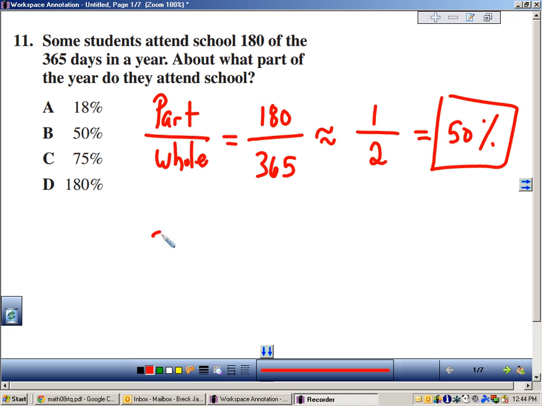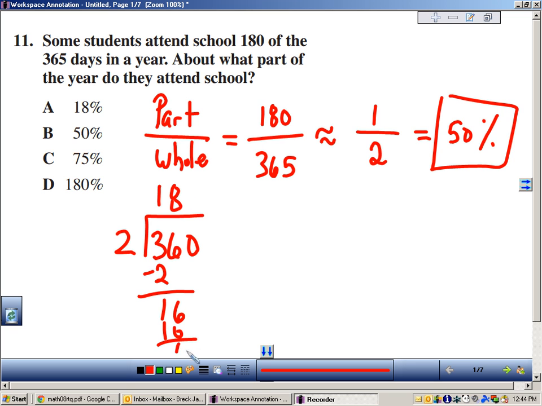Well, I know that 360, if I divide it by 2, I get 180. So what that means is that 180 is half of 360. And 365, here's the key, 365 is very close to 360. And so you could assume that 365 is close enough to 360 so that when you take 180 over 360, you get about 1/2, right? It equals 1/2. So 180 over 365 is still about 1/2. Right? So that's how you do that.